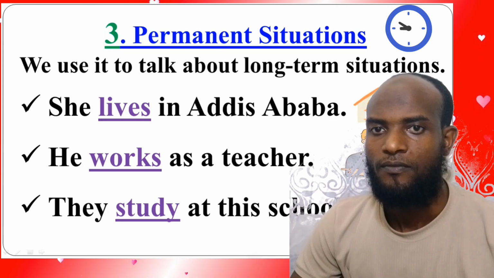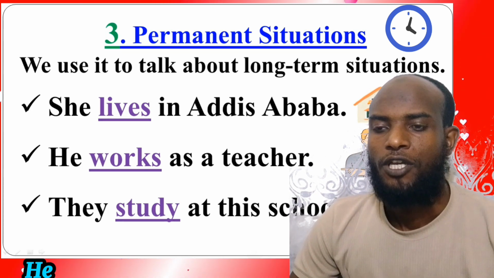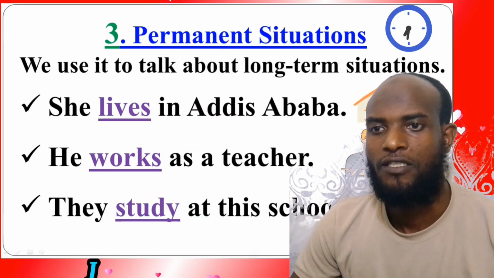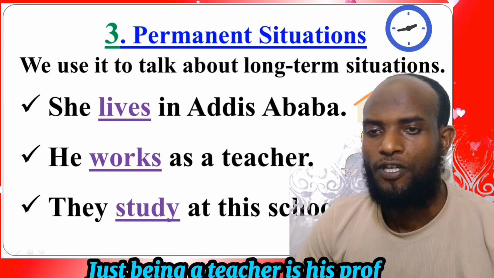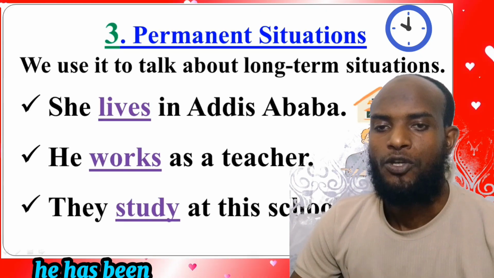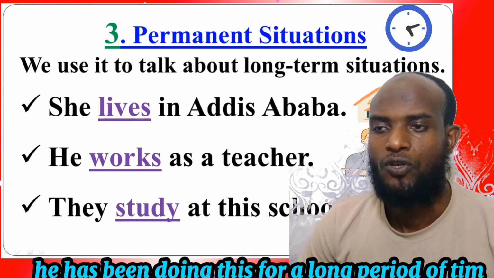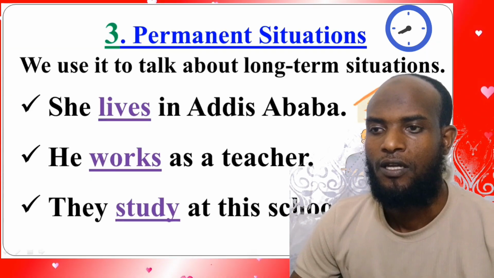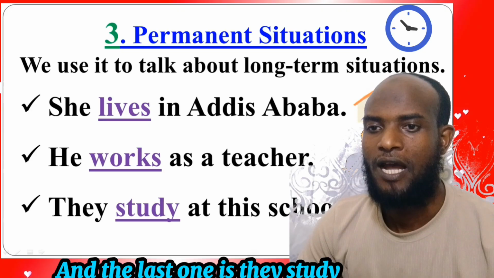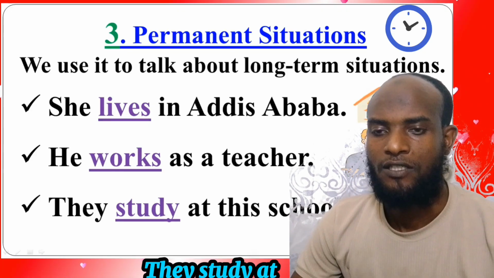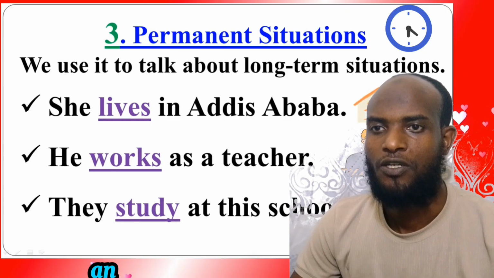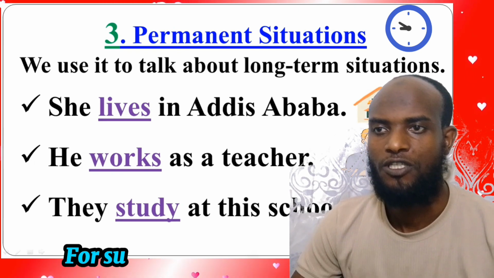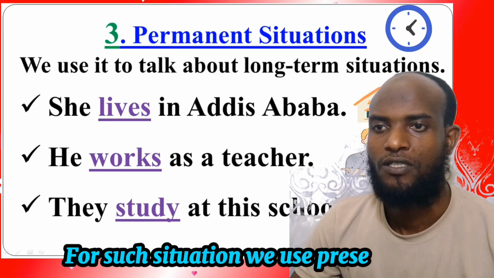Or second, he works as a teacher. Why? Being a teacher is his profession, and he has been doing this for a long period of time. So it is possible to say he works as a teacher or he is a teacher. And the last one is they study at this school. Those all are permanent situations, and we can add more examples of permanent situations. For such situations, we use present simple.